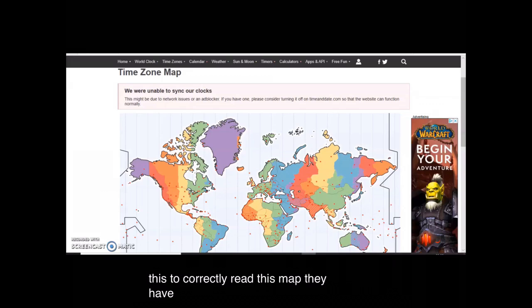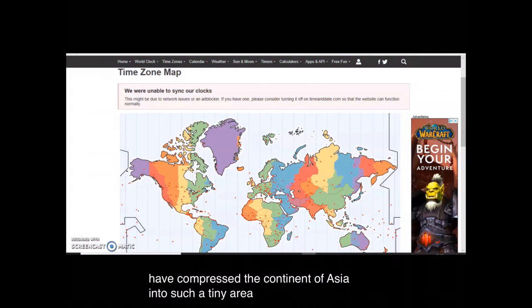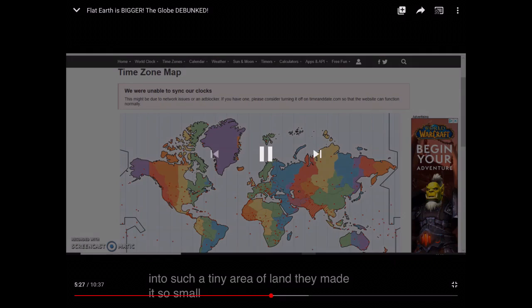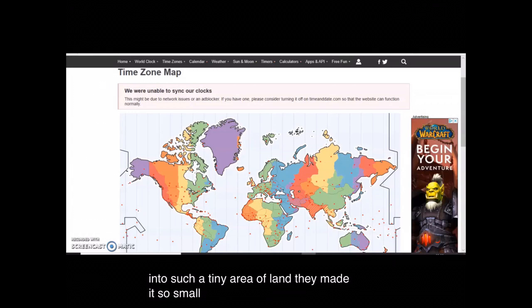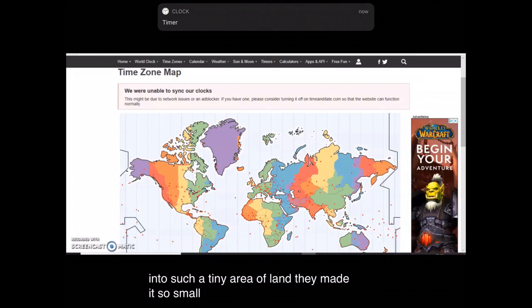They have compressed the continent of Asia into such a tiny area of land. They made it so small. But it's showing all of the land just on a smaller scale. See, this here is all of Asia, okay? This here is all of Asia, okay? I know it's smaller than usual. Maps are funky because, yeah, the more you go down, the smaller it appears.